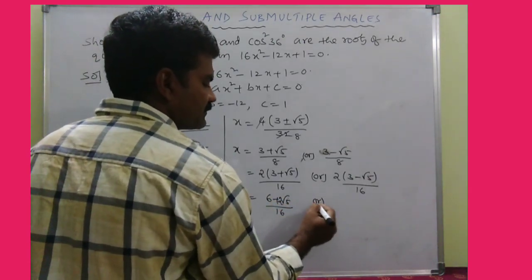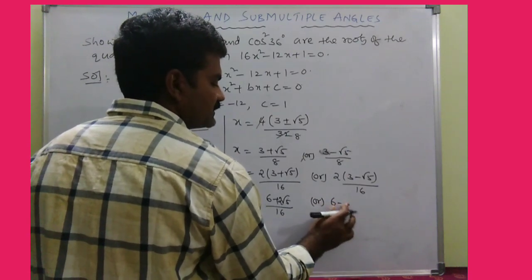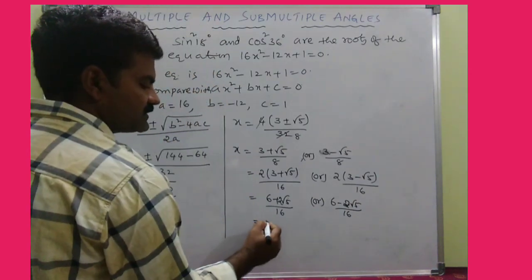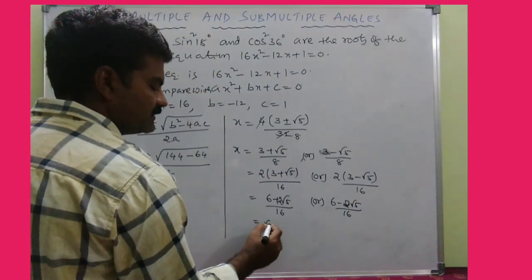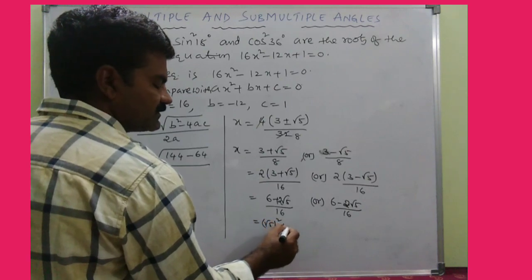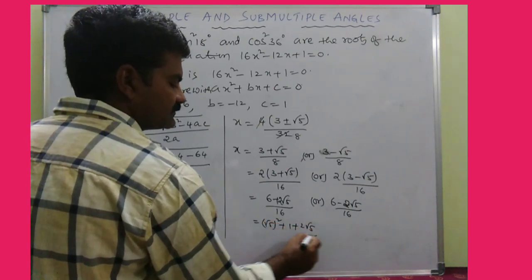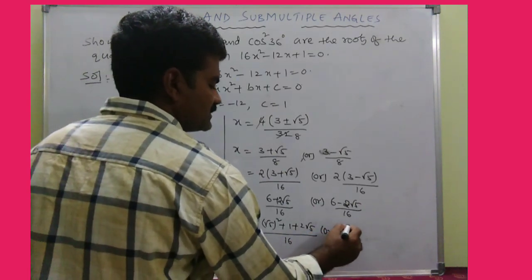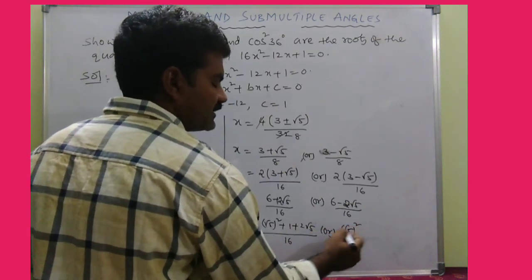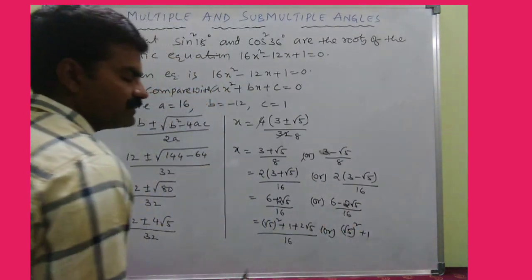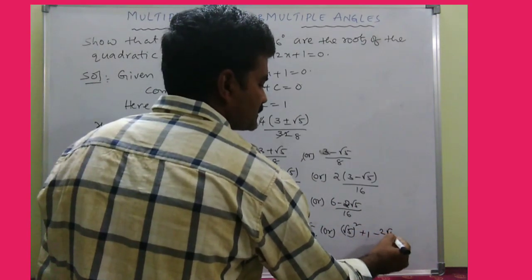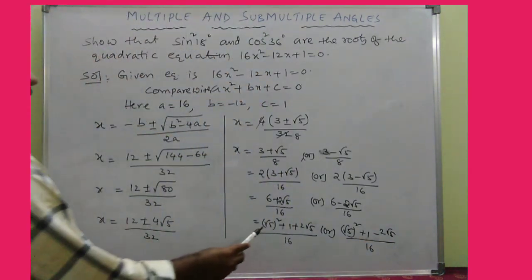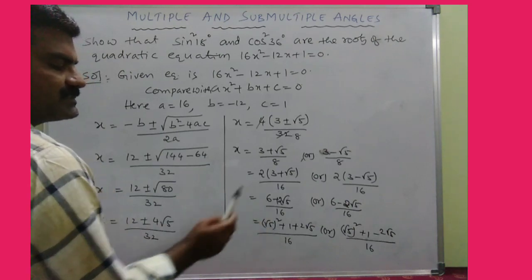This is 6 minus 2 root 5 by 16. And you know this further, can I write it as 5 plus 1 actually, and let me write it like this, by 16. Just see, this is also 5 plus 1. 5 I want to write as root 5 whole square, plus 1 minus 2 root 5 by 16. Isn't it? Anyhow see, 5 plus 1 is nothing but 6 only.